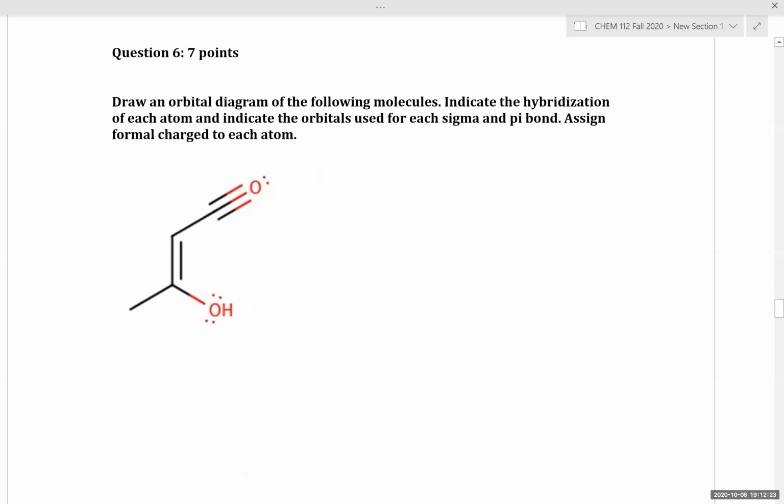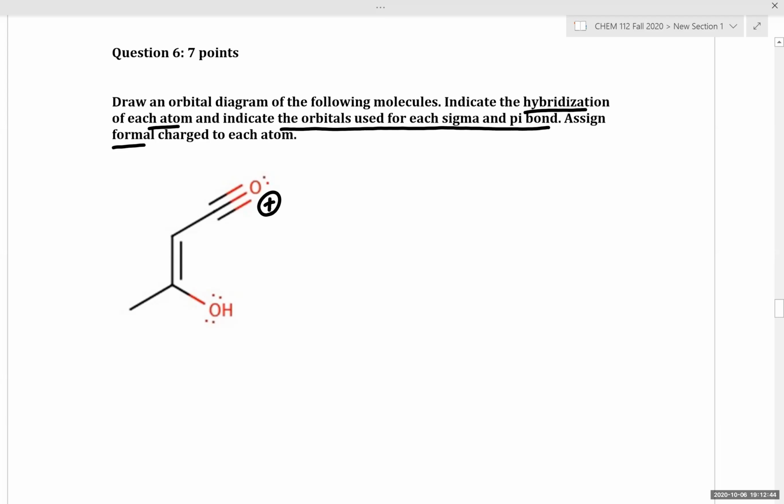In this case, we're asked to draw an orbital diagram, indicate the hybridization of each atom, and indicate the orbitals used for each sigma and pi bond. In many cases, the orbital pictures that were drawn were either incomplete or missing a lot of the labels needed. And then we have to assign formal charges to each atom.